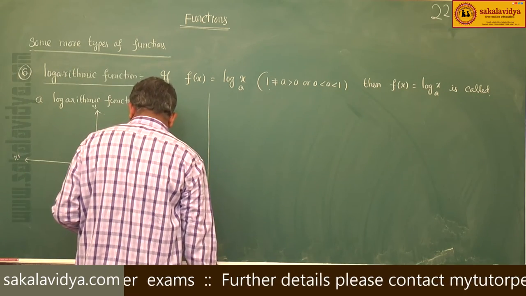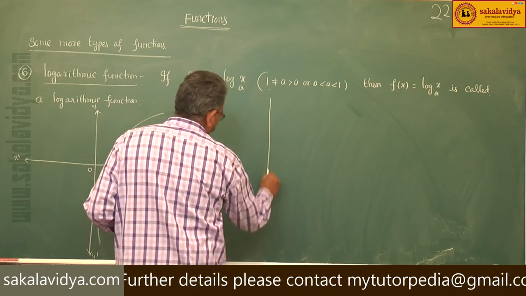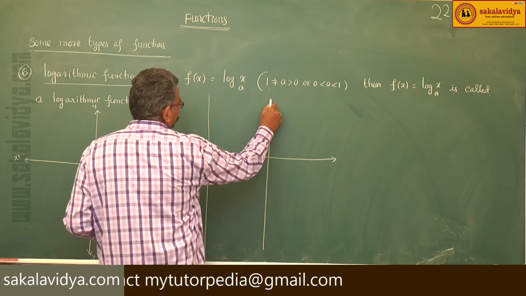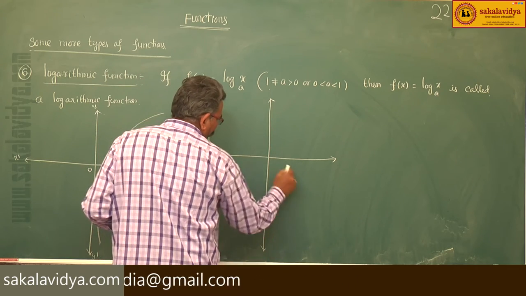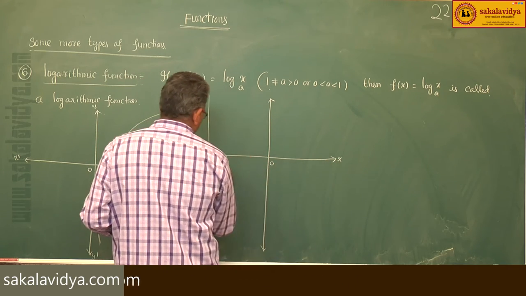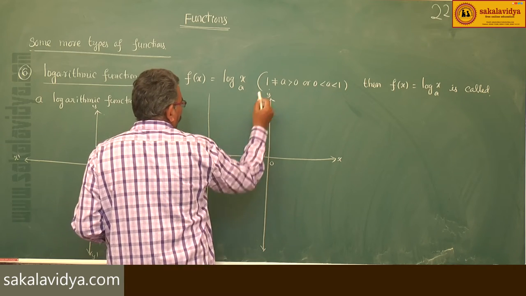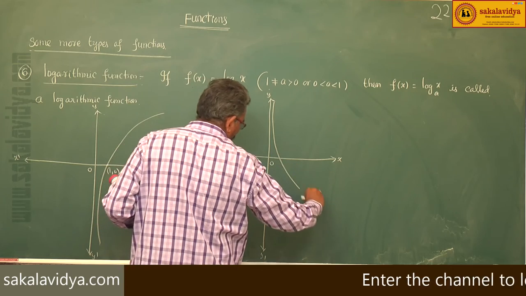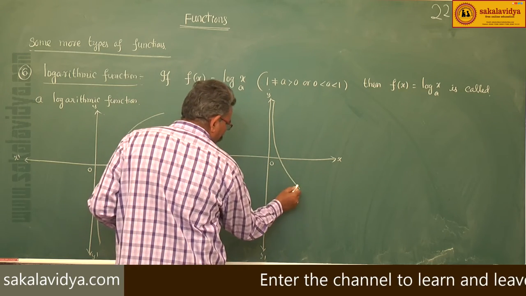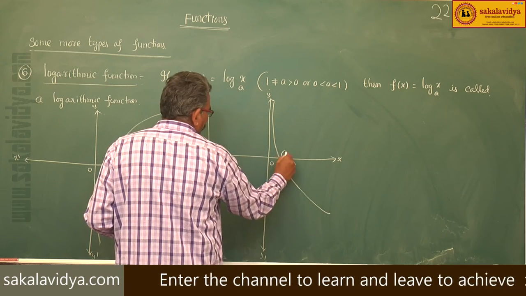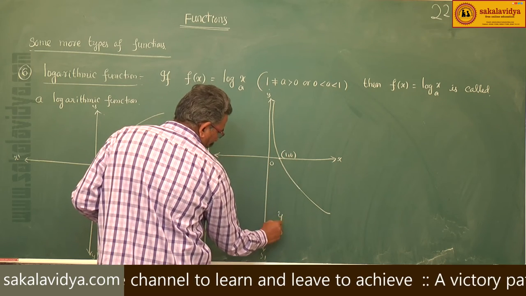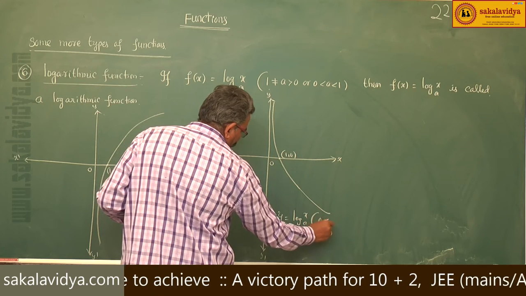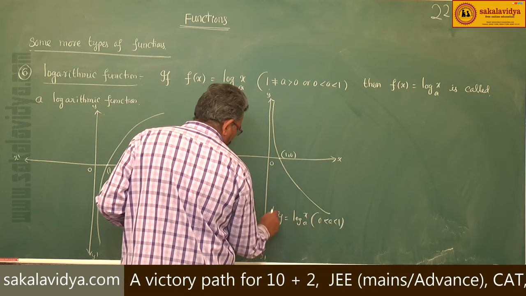Now x, x dash, y, y dash. This is 1, 0. Graph of y is equal to log x to the base a, 0 less than a less than 1.